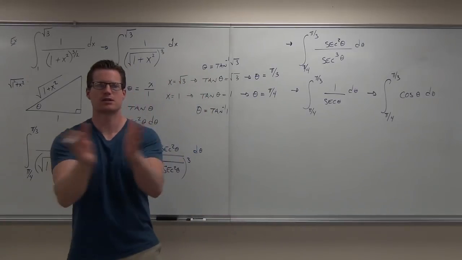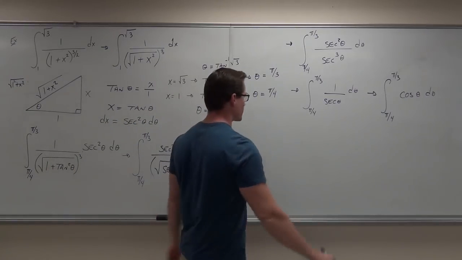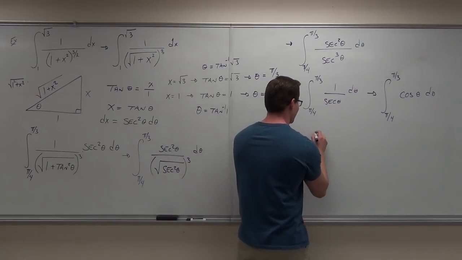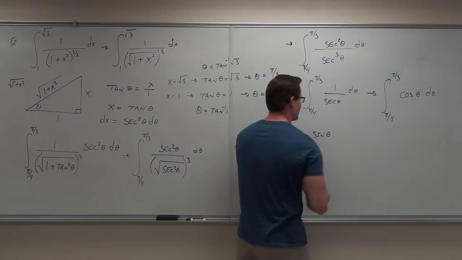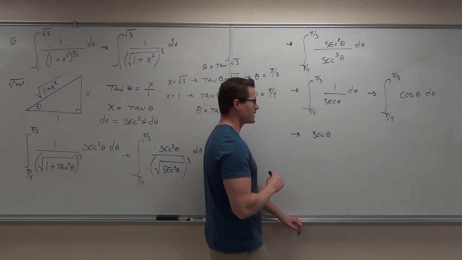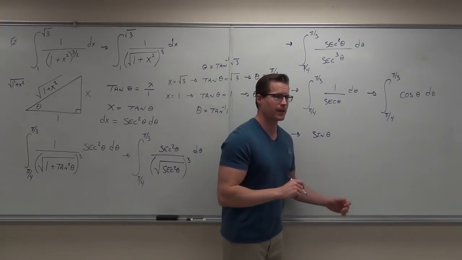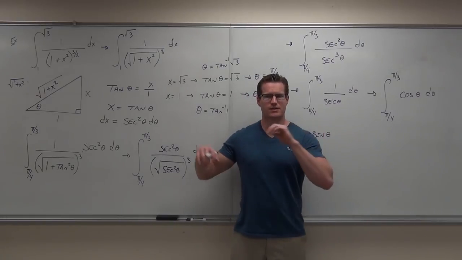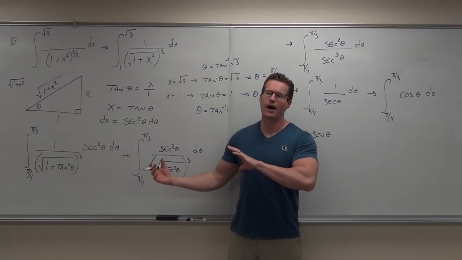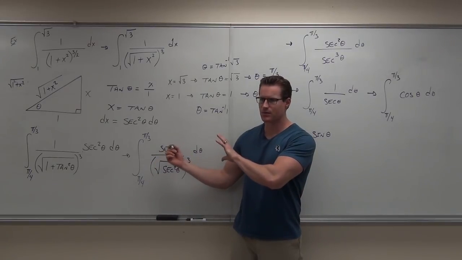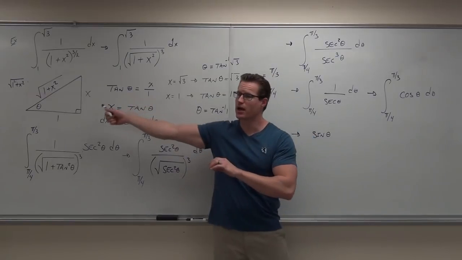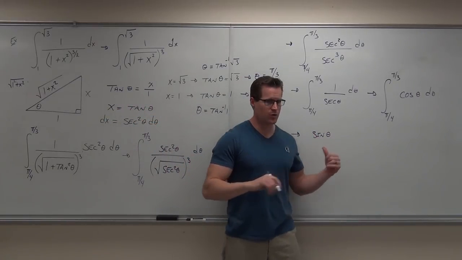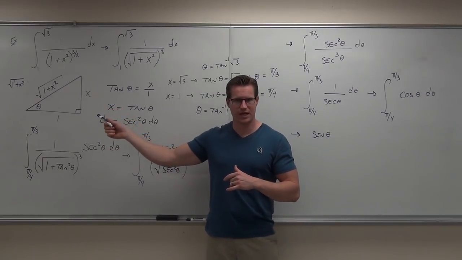Everybody, what is the integral of cosine theta? Sine theta. Perfect. Now here's the question. Do I have to go back and change everything into x's again? No. This is why you'll want to change bounds here, because if you don't, you're going to have to use your triangle. You have to go back and change this back into x's before you plug in 1 to the square root of 3. Did you just catch what I said?